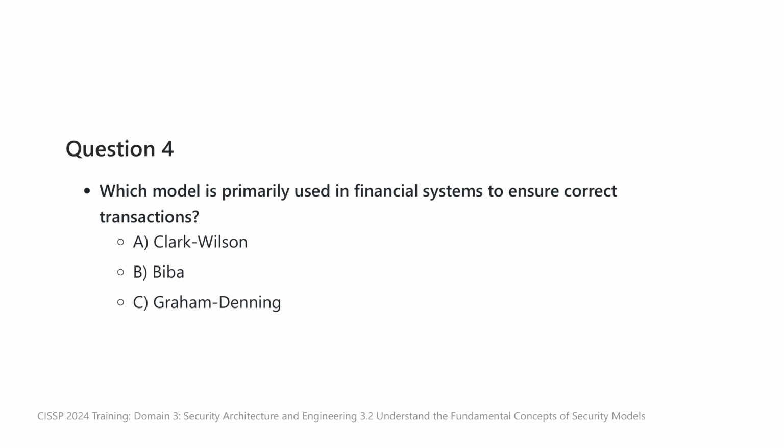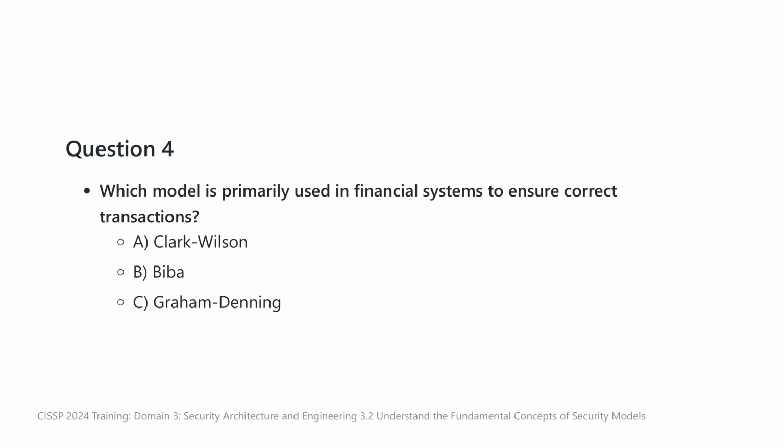Question 4 addresses which model is primarily employed in financial systems to ensure correct transactions. The options given are A, Clark-Wilson, B, Biba, C, Graham-Denning. Each of these security models serves a different purpose. It's crucial in financial systems to enforce stringent measures for data integrity and control. The Clark-Wilson model, for example, is known for its rigorous enforcement of separation of duties and focusing on ensuring data integrity via well-defined transactions. Understanding these distinctions is key for implementing the appropriate security measures based on specific requirements in financial environments.